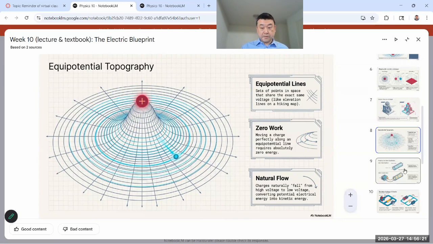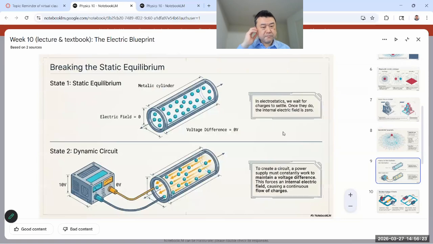This is breaking the static equilibrium to have a steady state current flowing. So in order to have current flowing, you need an actual voltage difference, which means you are putting in energy. I guess that's one of the points. To create a circuit, the power supply or voltage supply must constantly work to maintain a voltage difference.